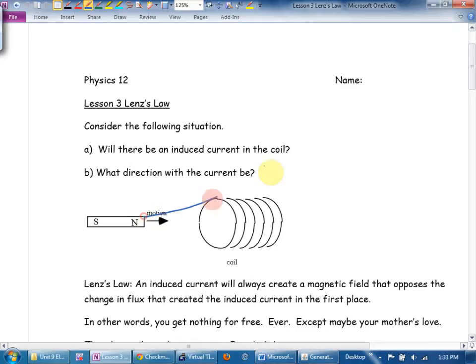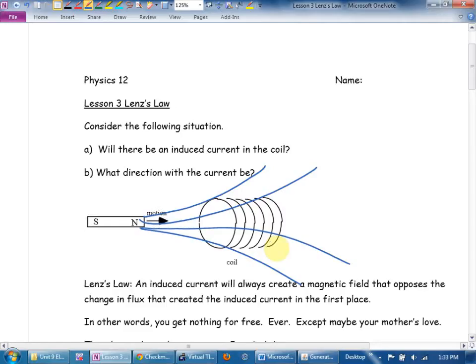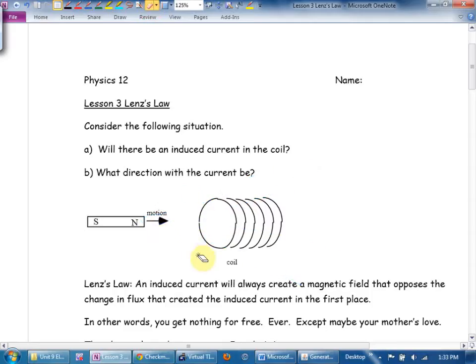So right now we have magnetic field lines going out, which means, are some of the magnetic field lines going through this coil? As I move to the right, will the number of magnetic field lines going through this coil change? Will the flux change? Will I induce a current? Yes. The question we're going to ask today is not, will I induce a current? We're going to ask, what direction? What direction? Now, there's two possibilities.